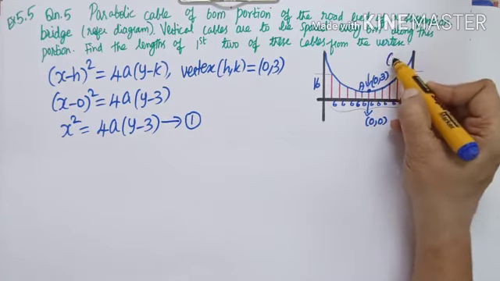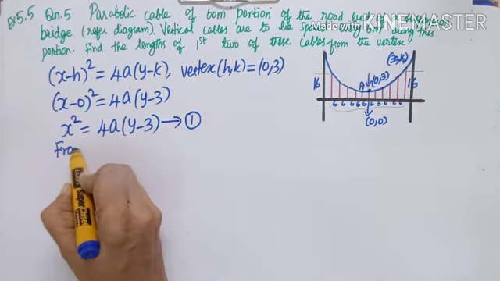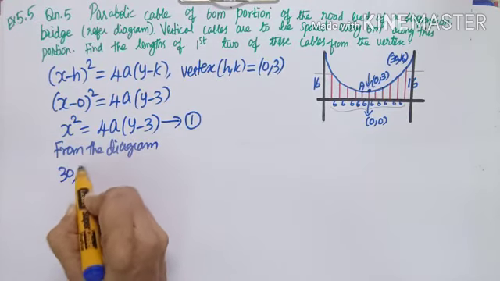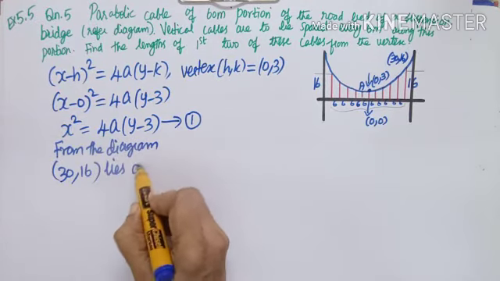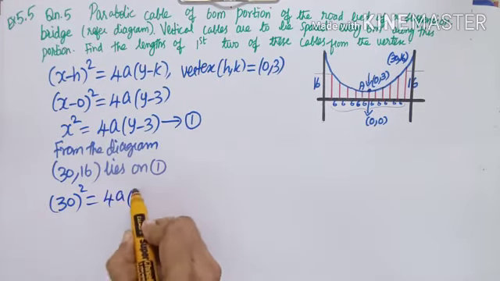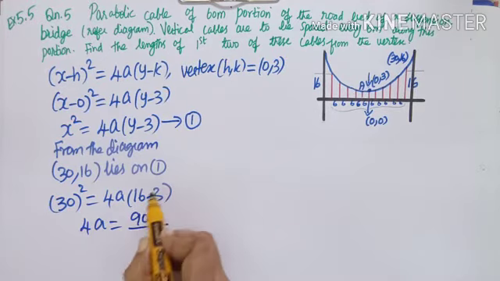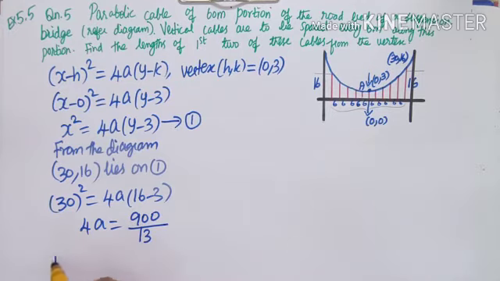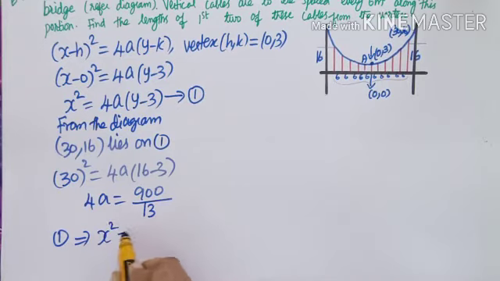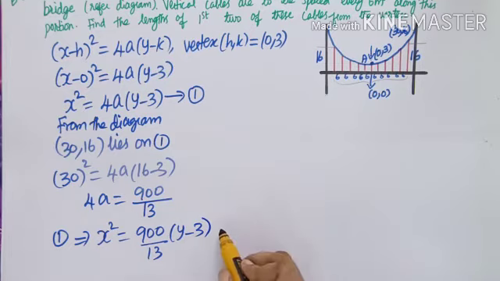So, what will be the point on it? 30, 16. So, we will say from the diagram, 30, 16 lies on 1. Substituting 30, 16: 30 the whole square is 4a into 16 minus 3. So 4a equals 900 divided by 13. So equation number 1 will now become x square equals 900 by 13 into y minus 3.